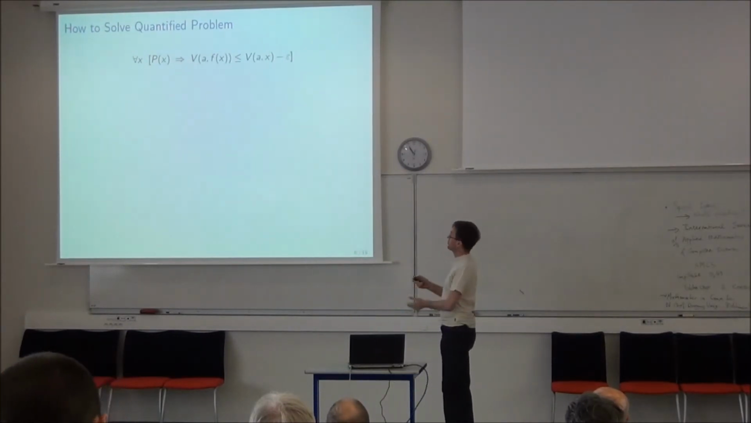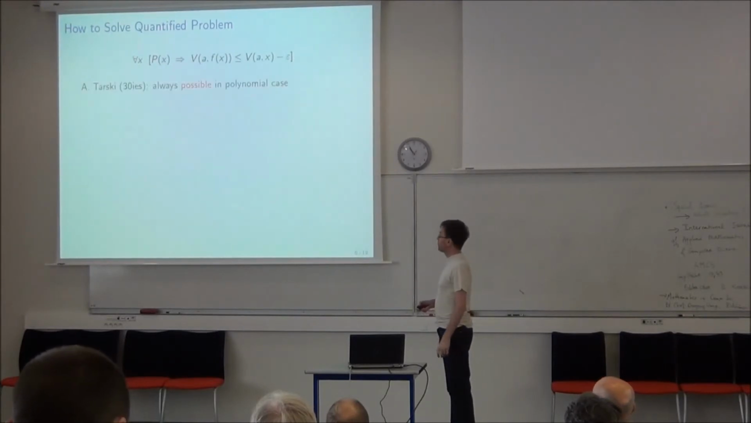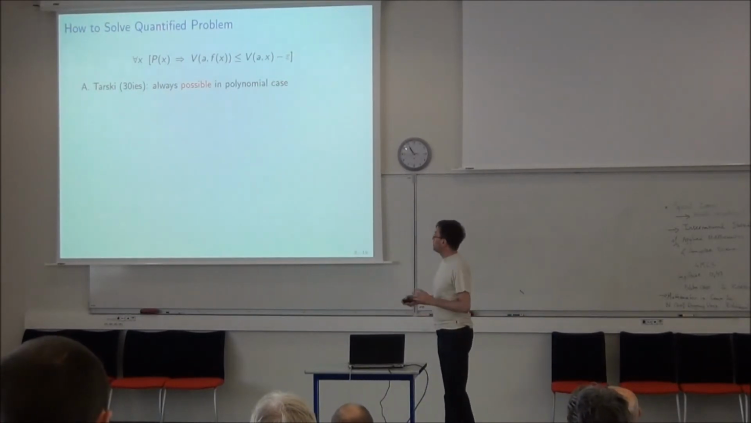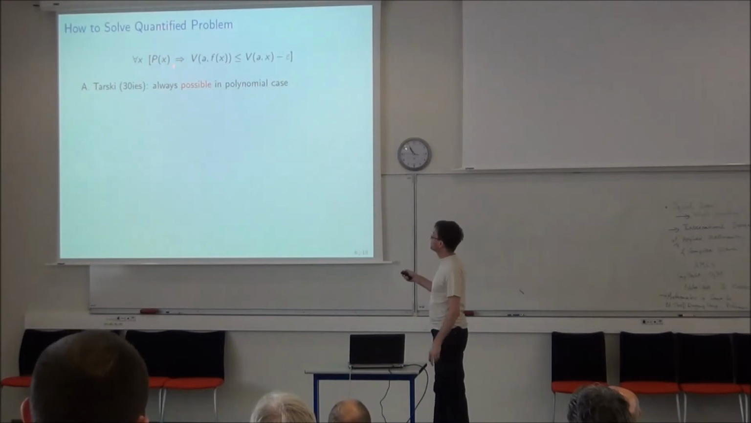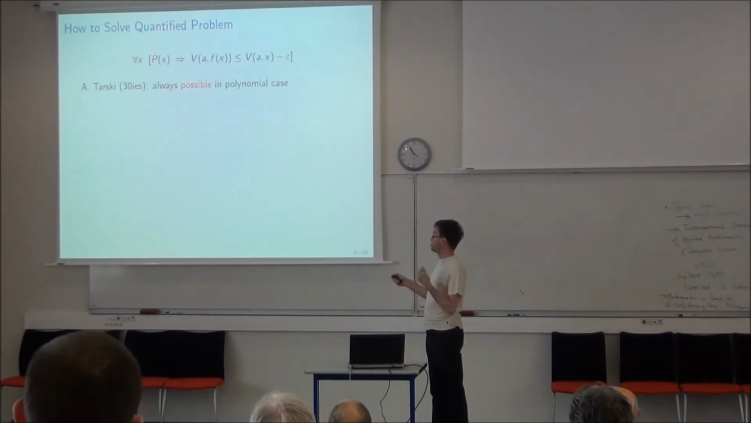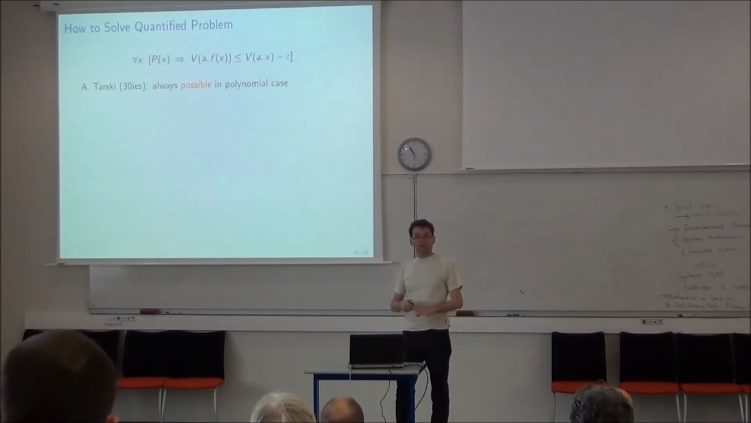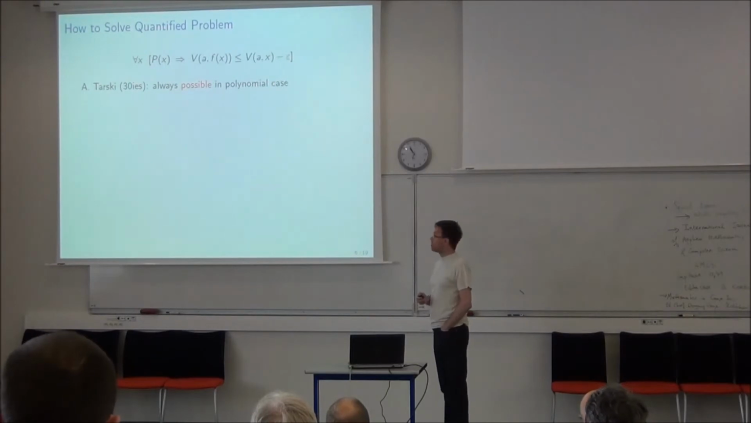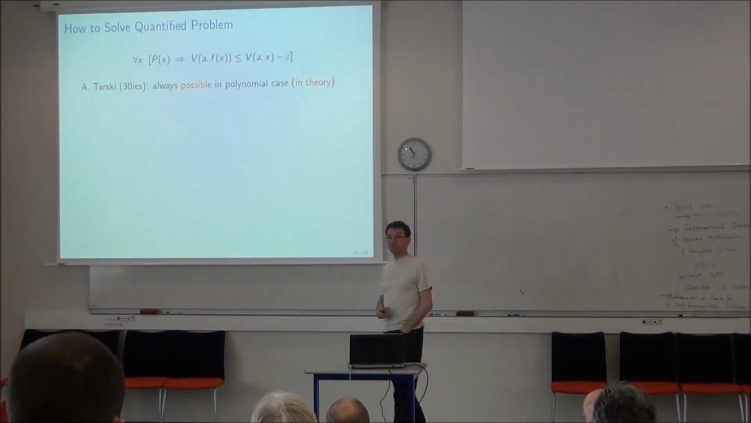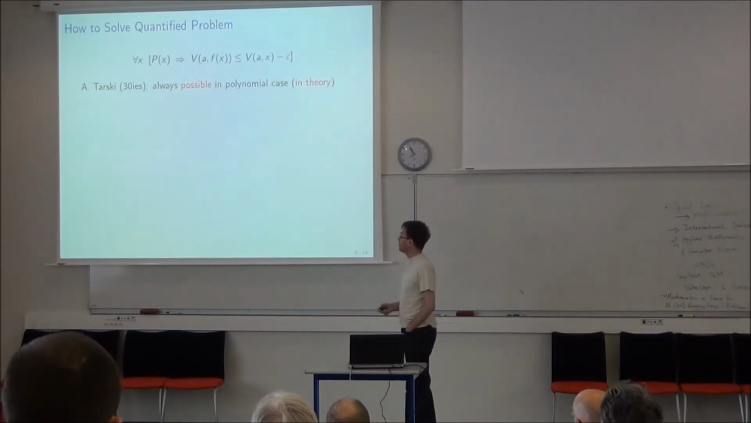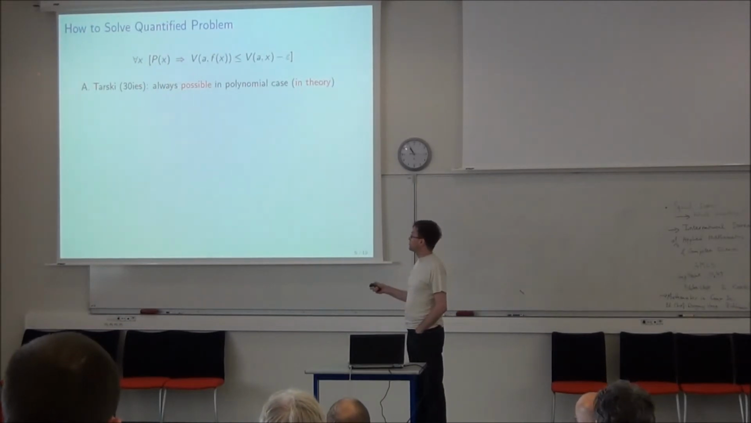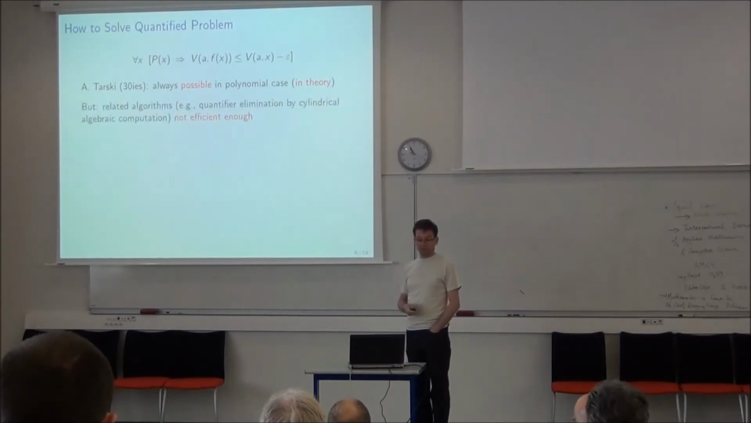We want to solve such a quantified problem. We want to find some a such that this holds. There's a classical result which says that if everything is polynomial here, so the only operations that we do there are multiplication and addition and inequalities, then this can always be solved. There's an algorithm that can always solve such problems. This is a very nice result and a very important one. The problem is that this is, in one sense, a very theoretical one, because all the algorithms that we can do this with have huge complexity. So in practice, using those algorithms, you can only solve quite small problems.